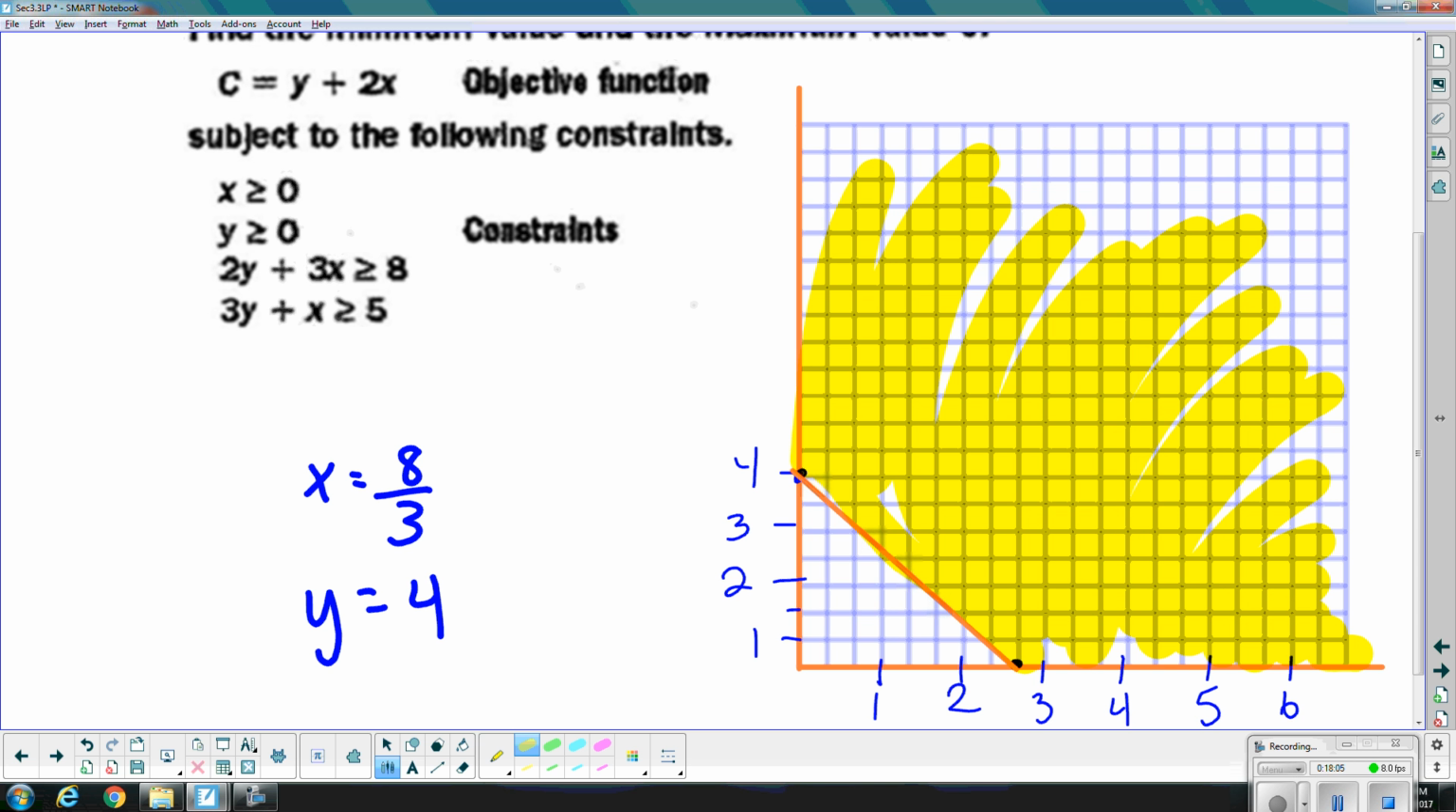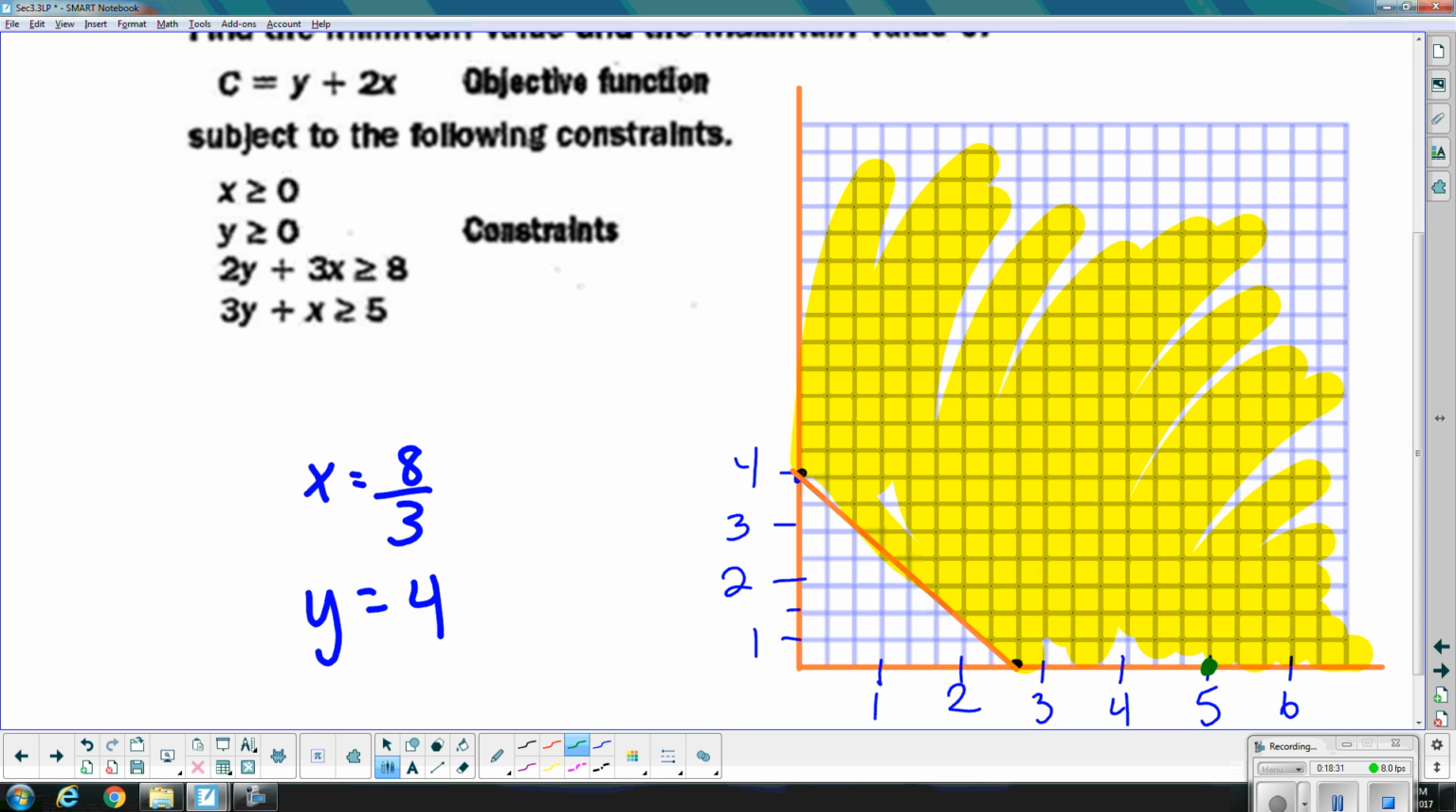Okay, and then my next one is 3y plus x is greater than or equal to 5. So I'm going to do my x-intercept first. If my y is 0, my x is 5. So I'm going to go ahead and plot that point here.